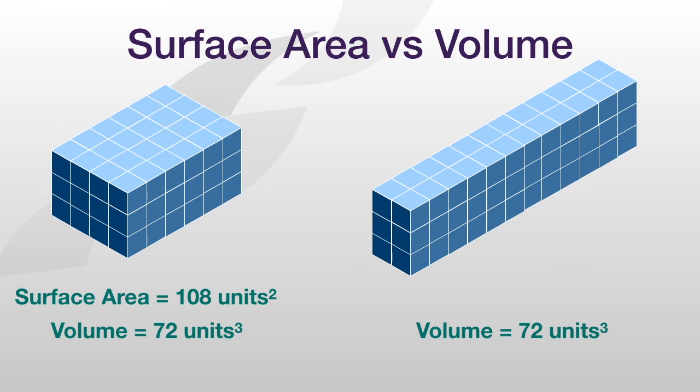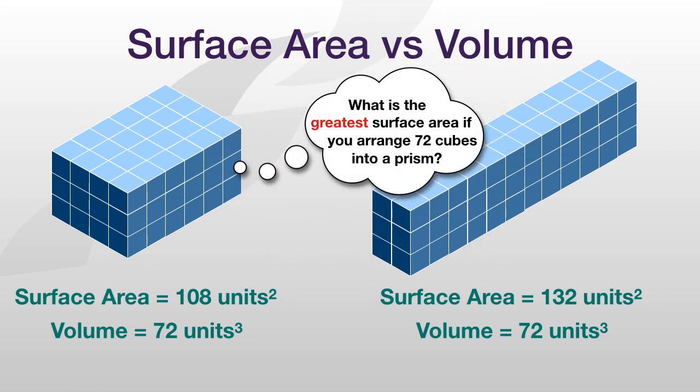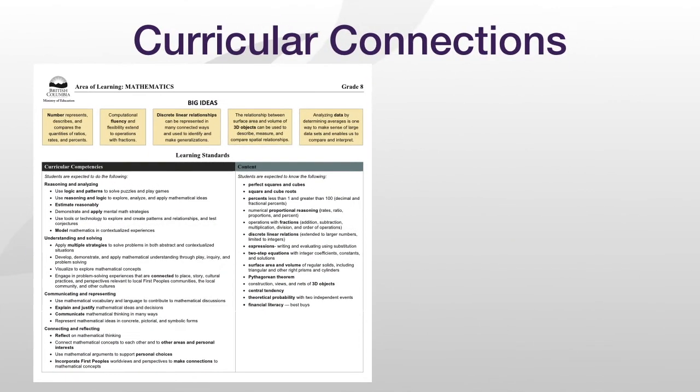It turns out that the surface area is 132 square units, which is more than the original prism. This makes me wonder what other surface areas we could get by rearranging the 72 cubes into a new prism, and especially which of those prisms would have the greatest surface area. I'll leave that with you as a problem to think about.